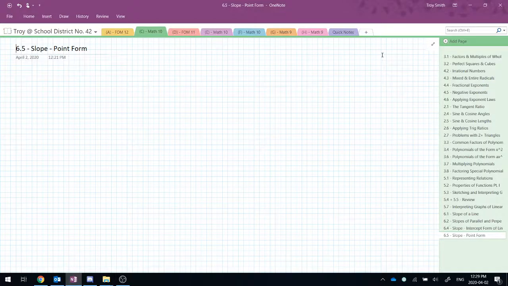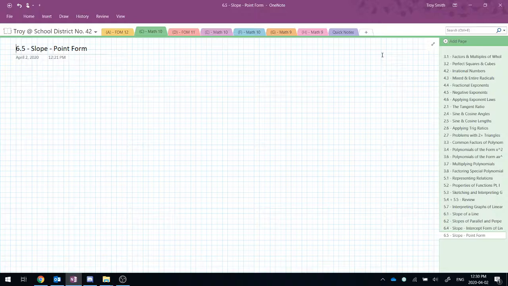Hello, everybody. Today we're going to take a look at the first part of section 6.5, which is slope point form. We're not going to go through the whole section at once in light of all of the COVID-19 things that are happening. We're going to slow it down, go super slow, and not ask you guys to do too much at once with this new online delivery method.